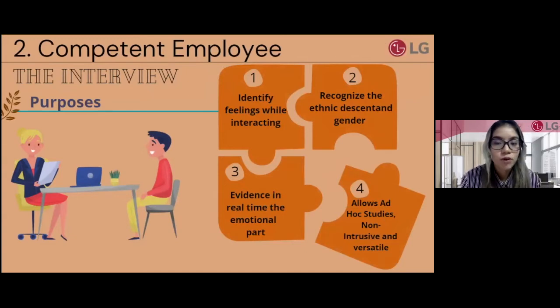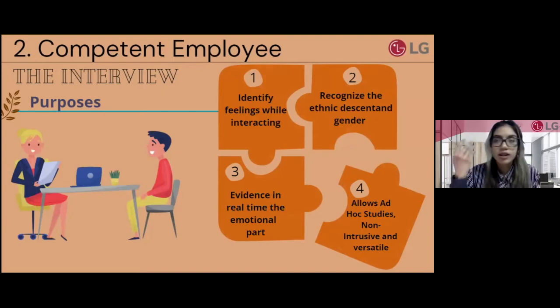This is the most important one, let's say, because we're going to meet the person, and we have to develop an interview. And why do we have to develop it as a company? Well, we have 4 main reasons. The first is to identify feelings while interacting, because we're going to have a face-to-face session. Then we're going to recognize the ethnic descent and gender per individual, meaning the customs, but without generalizing, because we're just talking with that specific person. Then we're going to evidence in real time the emotional part, which is an important intelligence.